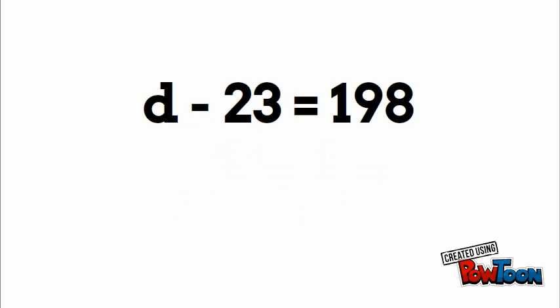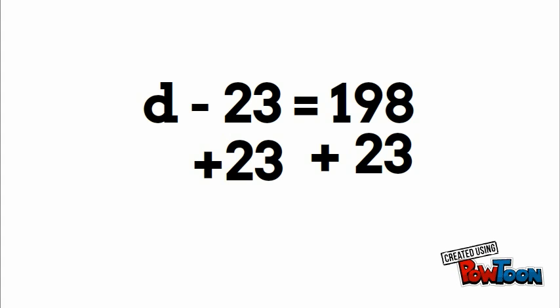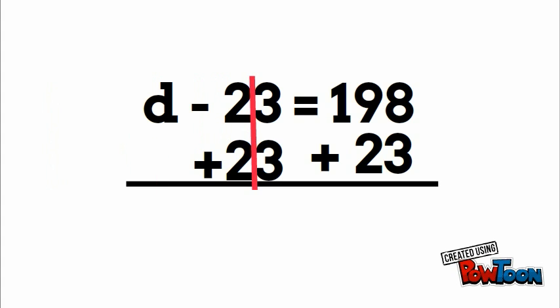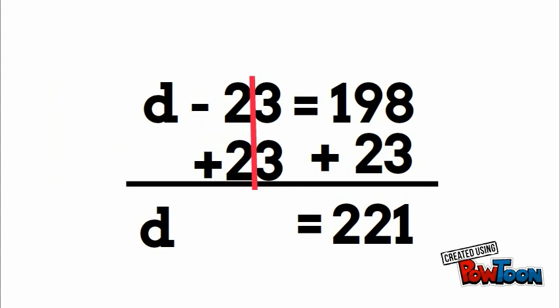Alright, let's look at another subtraction equation. D minus 23 equals 198. So I'm going to add 23 to both sides of my equation. And we'll simplify to find our answer. So our 23's cancel out and we're left with D equals 221.